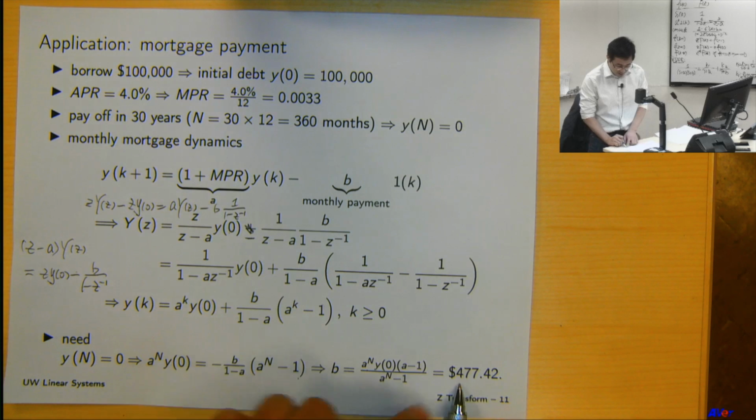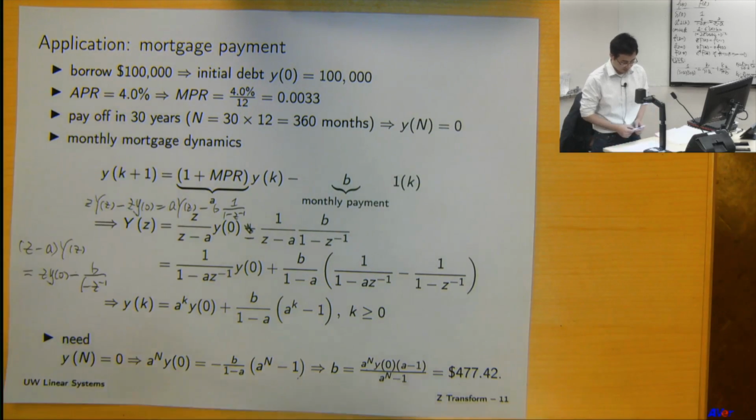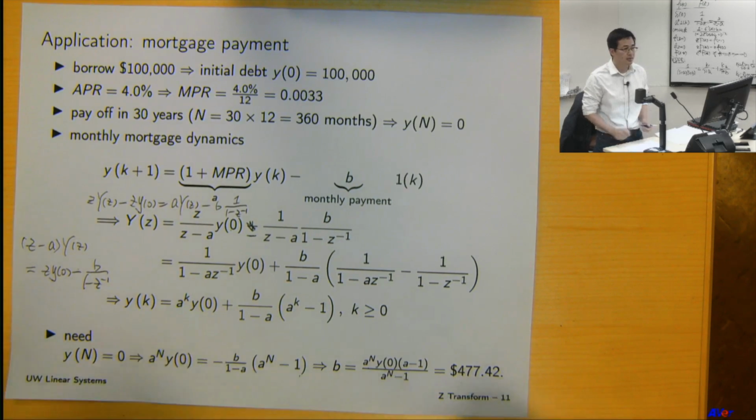You pay 477.42 monthly for 30 years in order to pay off this one. So which is about correct. If you guys ever buy a car and know how much you pay monthly to buy off a car, this is about the number. So a car, let's say 20,000 or 30,000, if you pay monthly by this number, you can pay off in 2 years-ish.